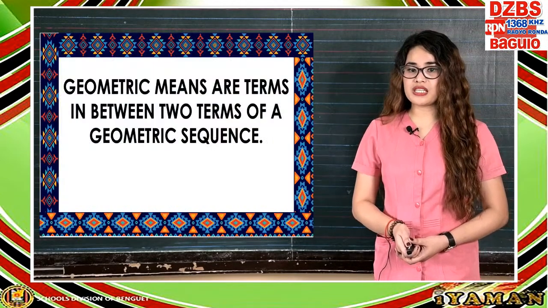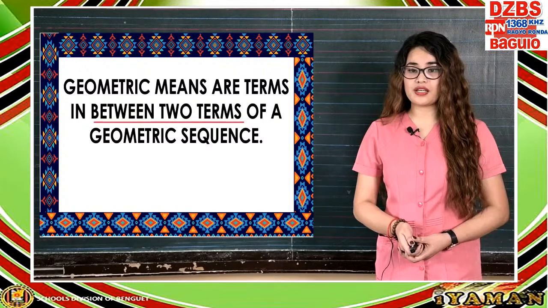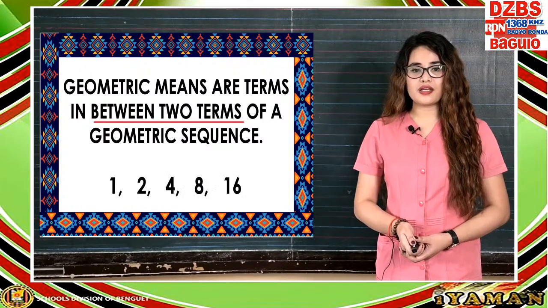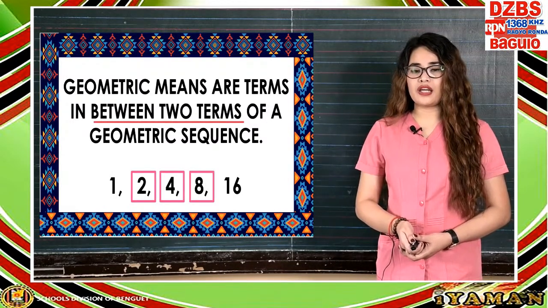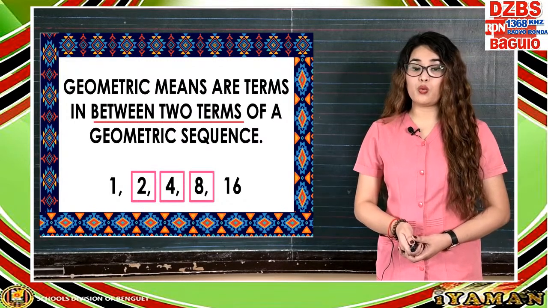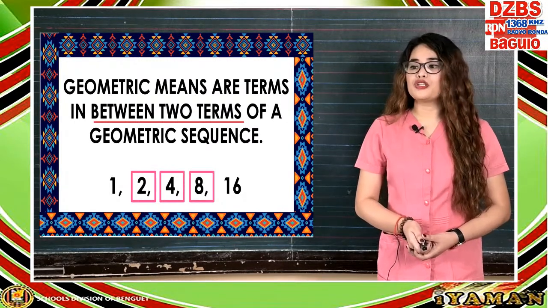Now, let's move on to geometric means. Note that knowing the nth term of a geometric sequence will help you to determine geometric means a lot easier. But what are geometric means? Geometric means are terms in between two terms of a geometric sequence. In the sequence 1, 2, 4, 8, and 16, 2, 4, 8 are the three geometric means between 1 and 16. To solve for the geometric means, the first step is to solve for the common ratio.